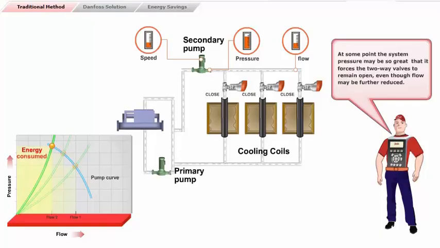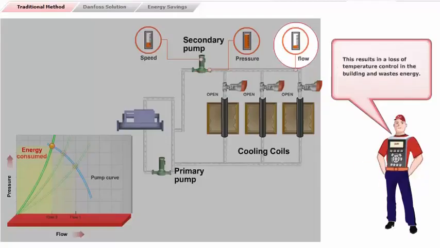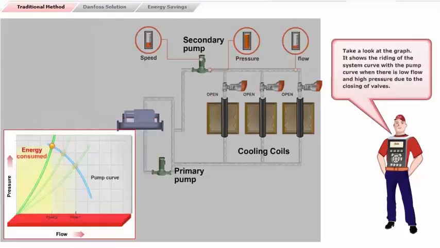At some point, the system pressure may be so great that it forces the two-way valves to remain open, even though flow may be further reduced. This results in a loss of temperature control in the building and wastes energy. Take a look at the graph. It shows the system curve riding up the pump curve when there is low flow and high pressure due to the closing of valves.